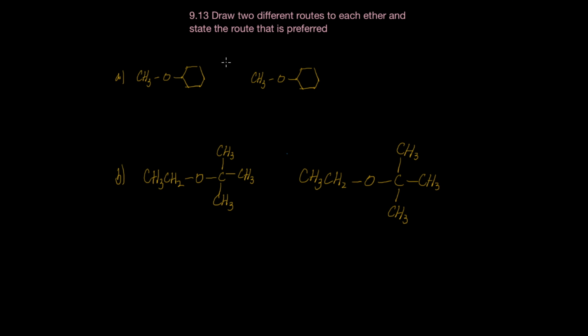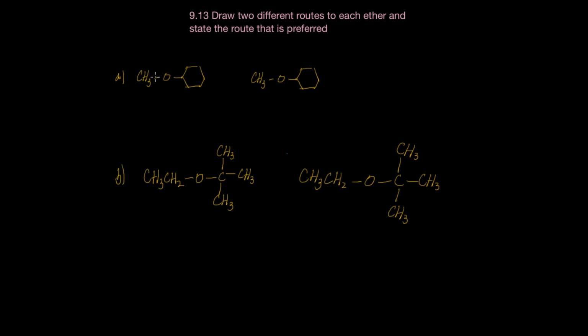Let's get started. This is problem 9.13. Draw two different routes to each ether and state which route is preferred. You might recognize perhaps this is a Williamson ether synthesis. So the ether is bonded two different ways.